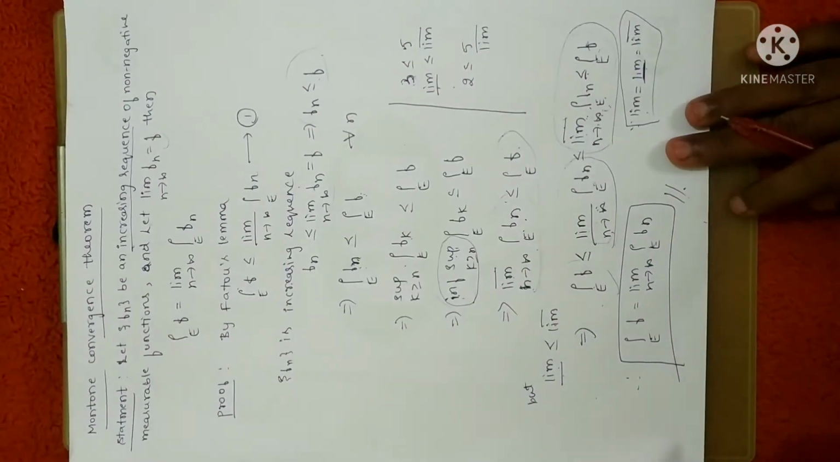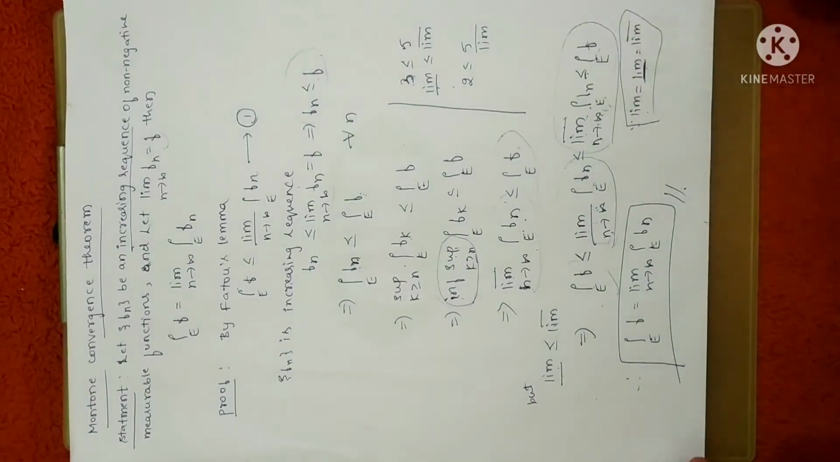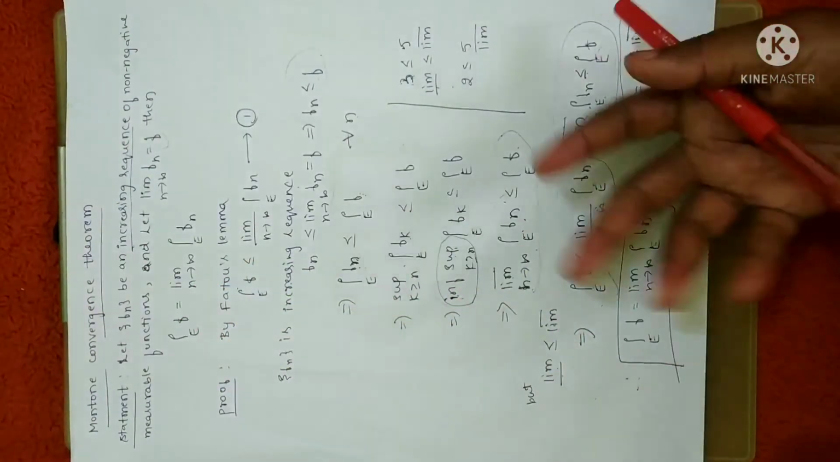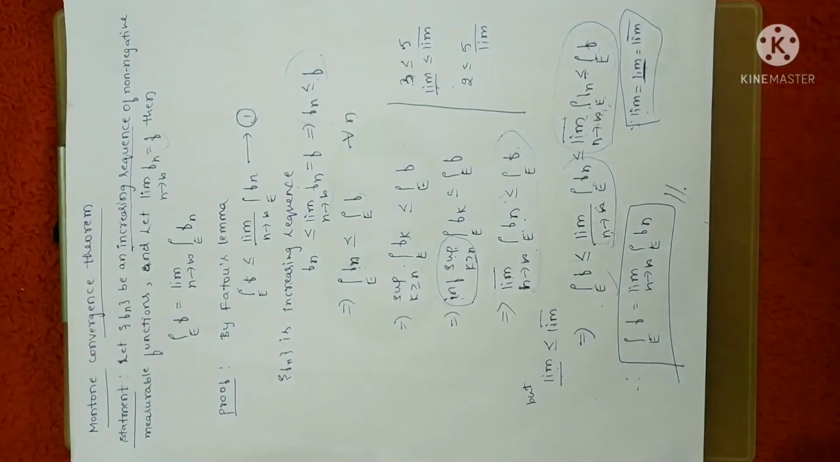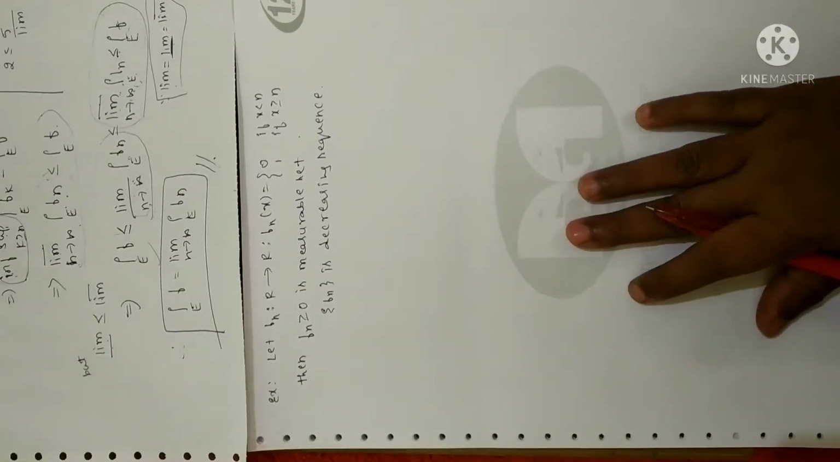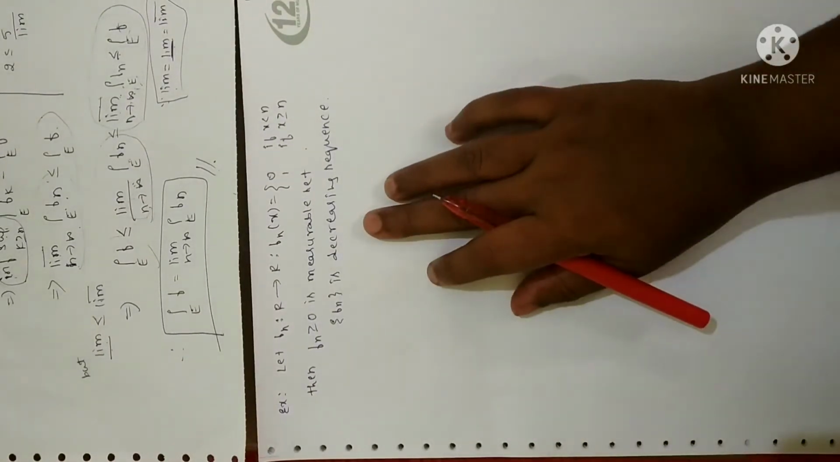Now in the exam they will ask you to give a counter example where the sequence is monotonically decreasing, and whether this convergence theorem applies or not. Definitely it does not. Why? Because the monotone convergence theorem does not hold good for a decreasing sequence. So I'll give you a counter example for that. Here is an example, so you have to remember this example as well.